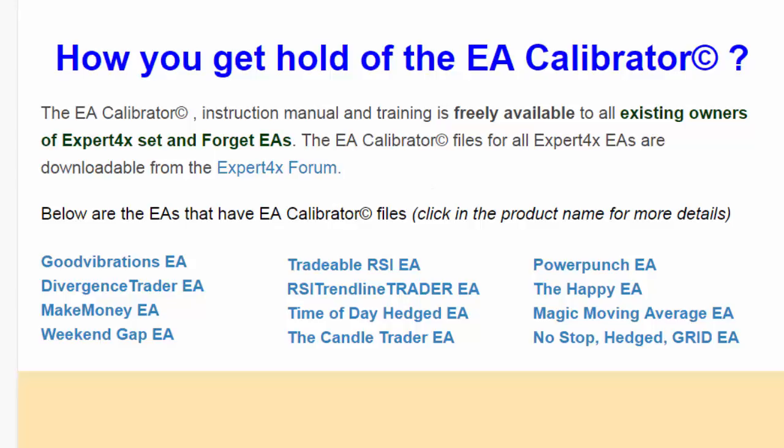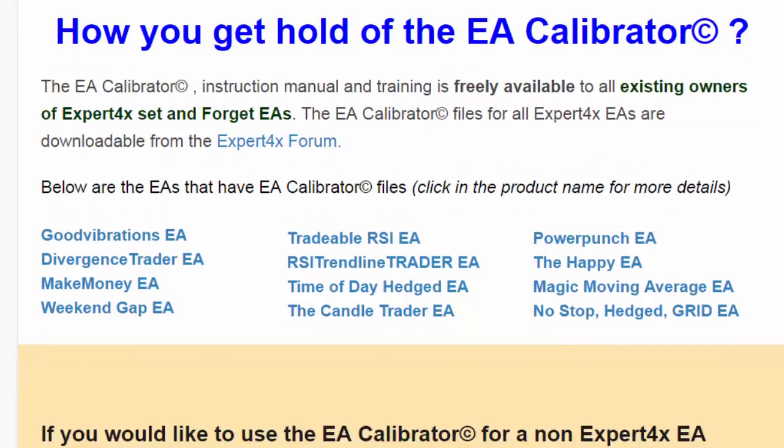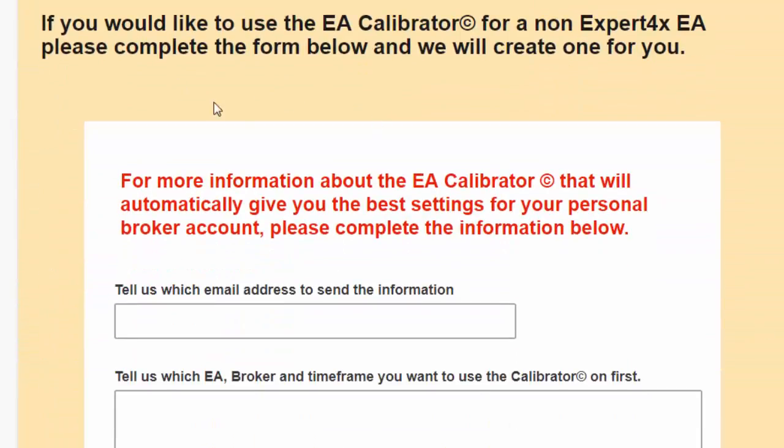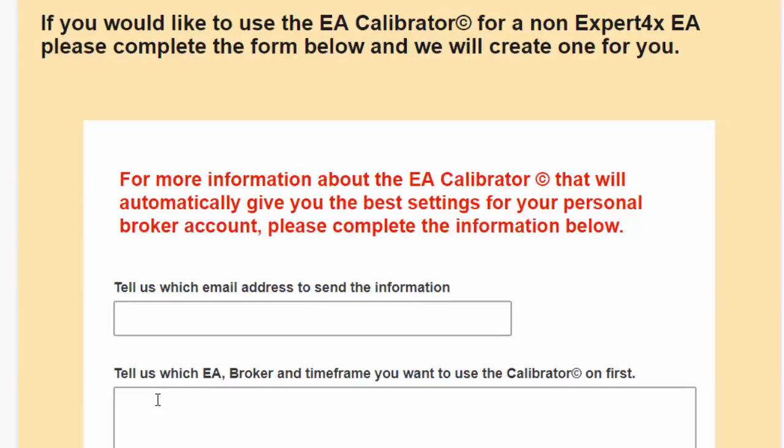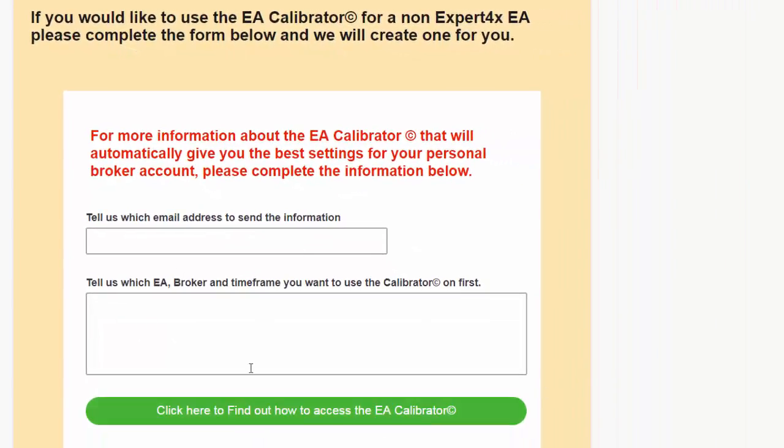Now what if you don't have any of our EAs? So we have here a form that you can fill in that basically just give us the email address you want us to contact you at and tell us which EA, which broker and which time frame you need a calibrator for, and we will contact you regarding the supply. So all you do is you click here, give us that information, and we'll get back to you. Not immediately, we'll get back to you when that calibrator is available.